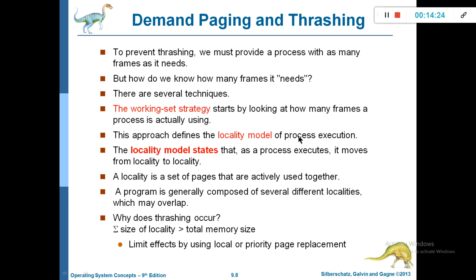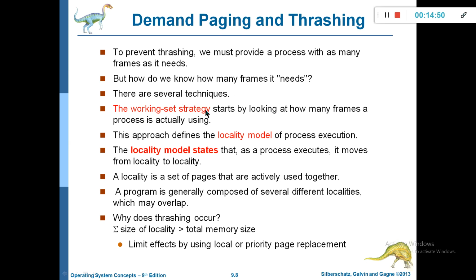Control of thrashing: demand paging and thrashing. To prevent the thrashing, we must provide a process with as many frames as it needs. Instead of loading a partial part of the process into the memory, we load the entire process in the memory. But how do we know how many frames it needs here? There are several techniques we are going to use to control thrashing.